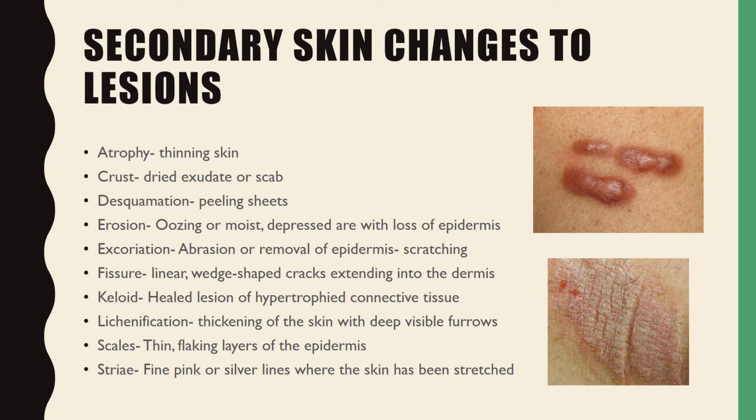Fissure is a linear wedge-shaped crack that extends into the dermis. Keloid is basically a scar, and you can see a picture of one in the top right. Lichenification is a thickening of the skin with deep visible furrows, so right there on the right. And you would think, of course, of psoriasis with that. Scales is thin, flaking layers of the epidermis, and then striae is fine pink or silver lines where the skin has been stretched. And for those women that have had babies, you know what those look like.